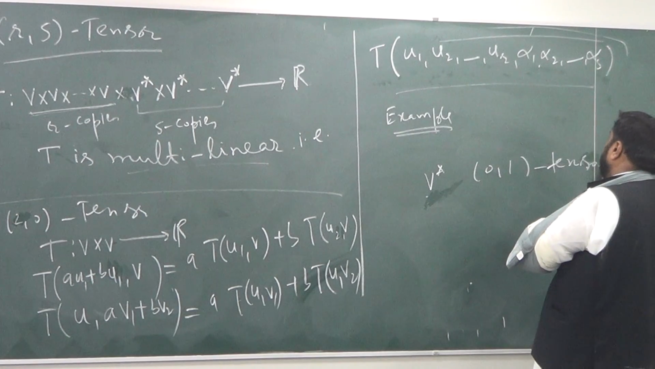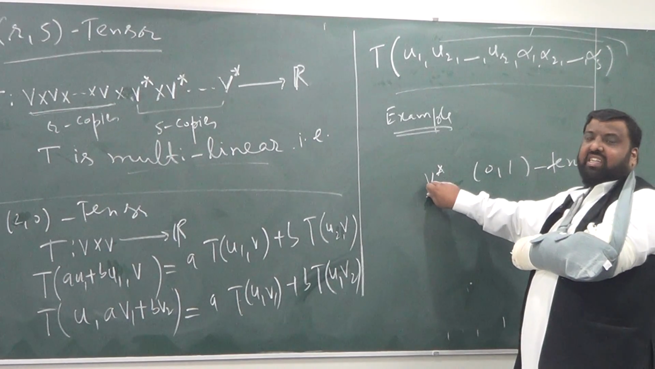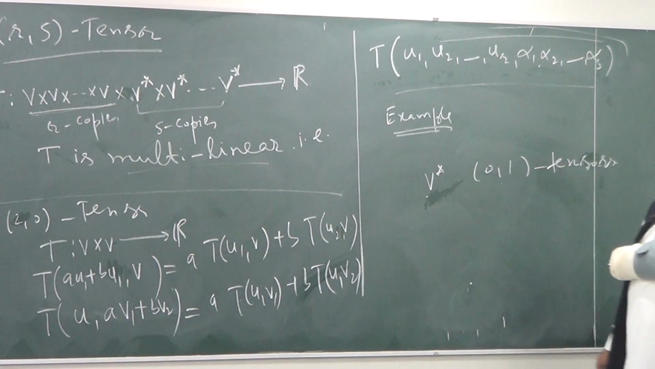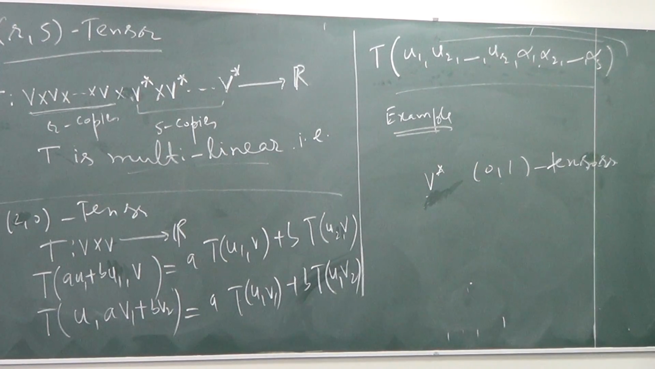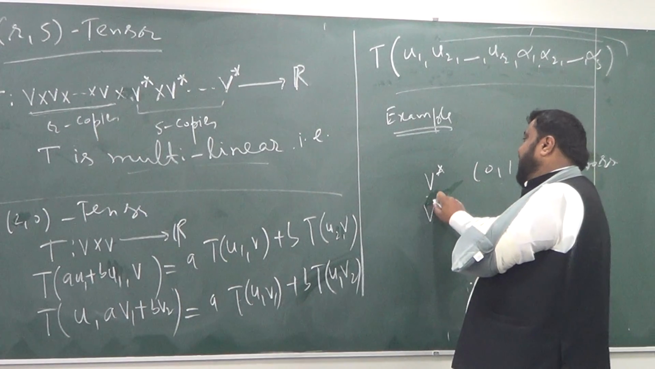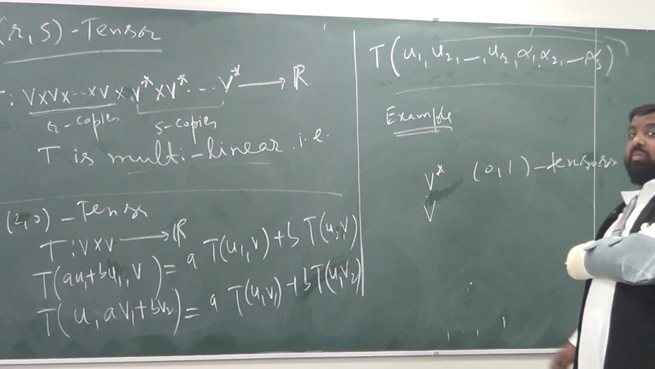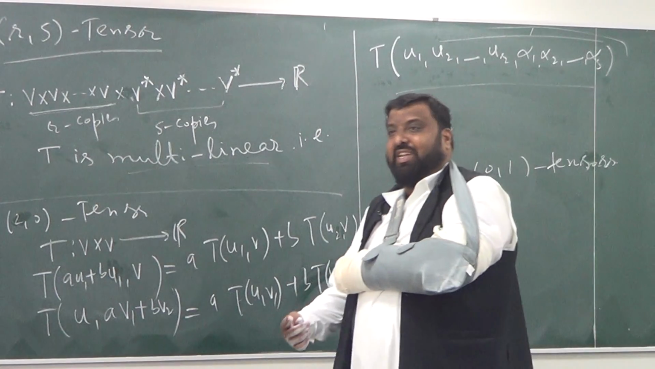0, 1 tensors. So in other words, V star is a collection of all 0, 1 tensors that you can have on a given vector space. Okay? And similarly, if you want to see a vector space, it's 1, 0 tensors. So it's a collection of all 1, 0 tensors on it actually.